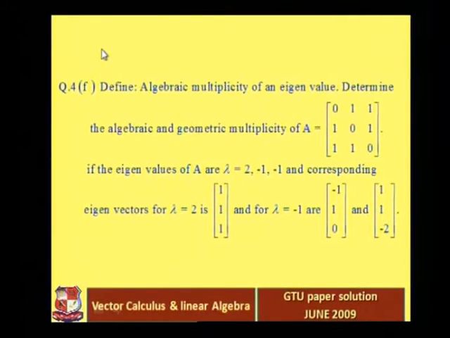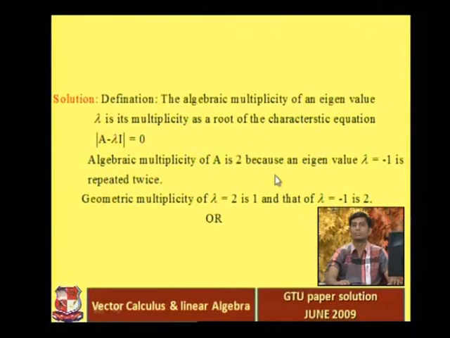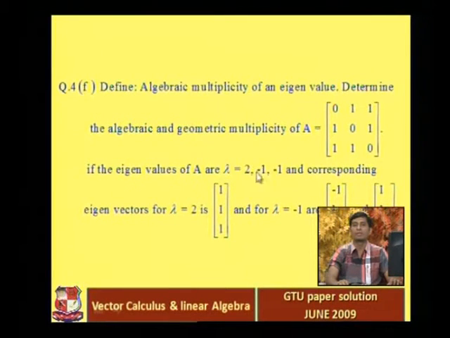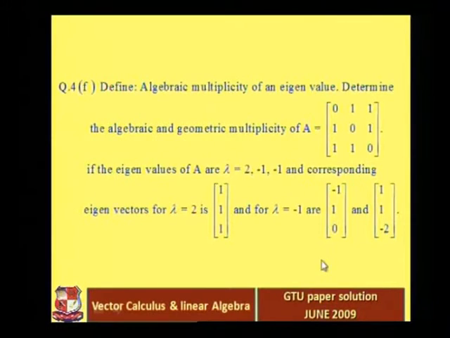It's quite easy to understand. What is algebraic multiplicity? Here is the definition: the algebraic multiplicity of an eigenvalue lambda is its multiplicity as a root of the characteristic equation determinant of A minus lambda I equal to 0. So the eigenvalue lambda equal to minus 1 is repeated twice. The algebraic multiplicity of minus 1 is 2, and the geometric multiplicity of minus 1 is also 2, because corresponding to minus 1 we get two eigenvectors.